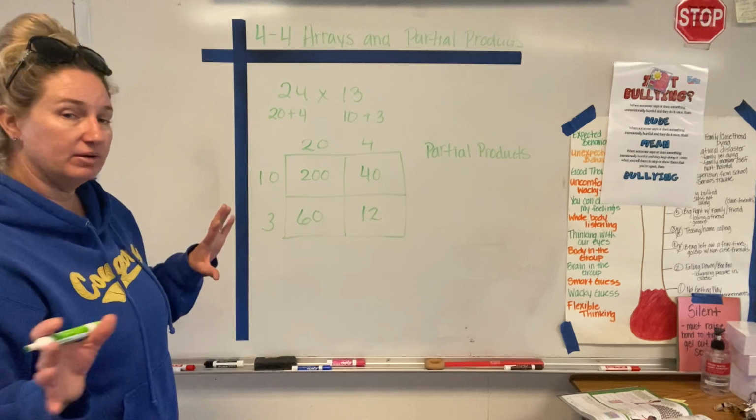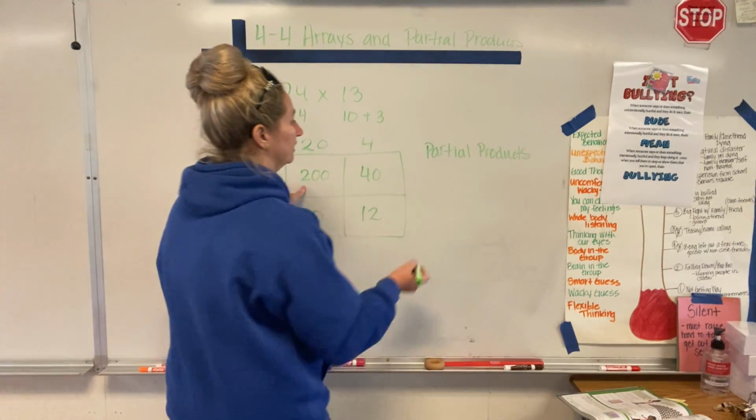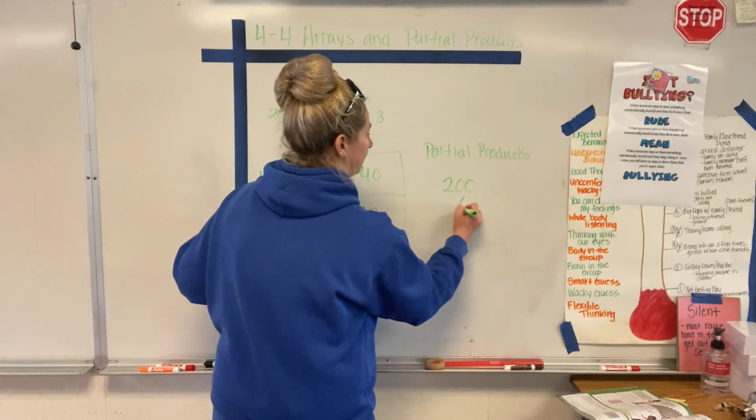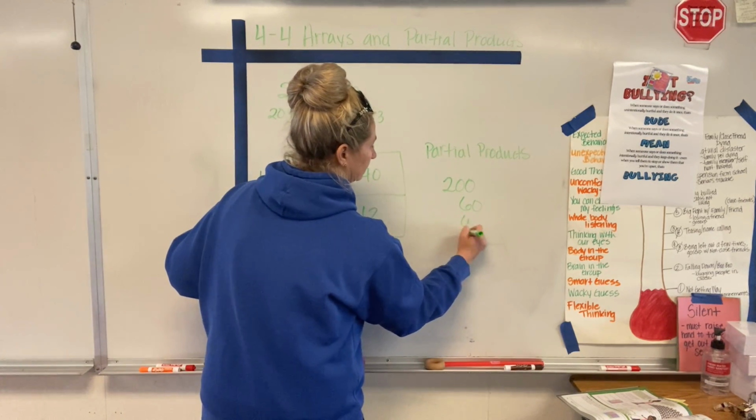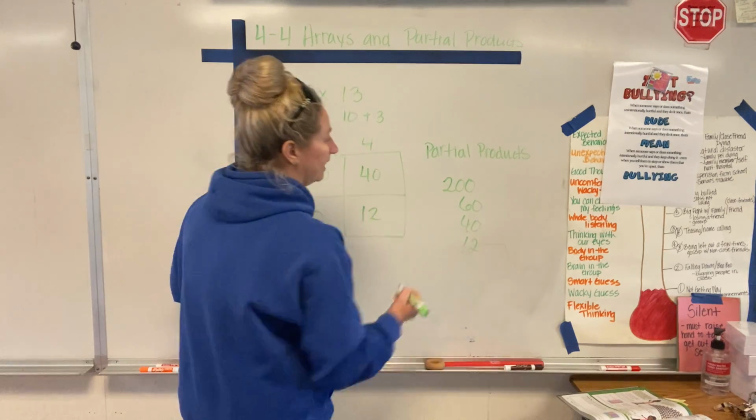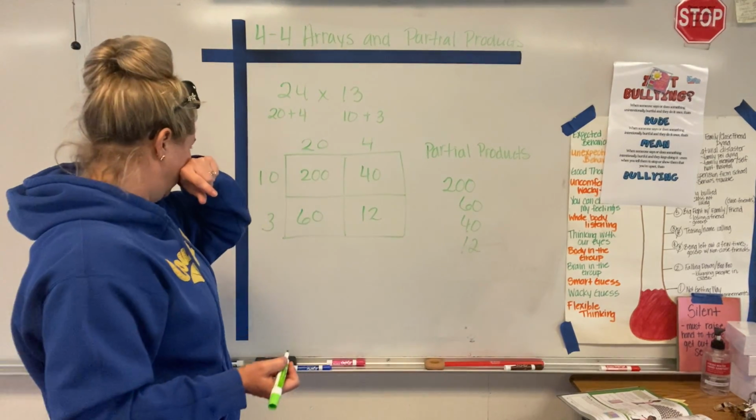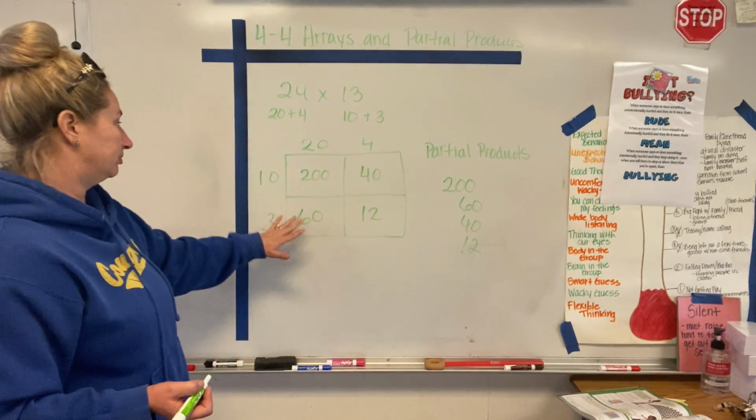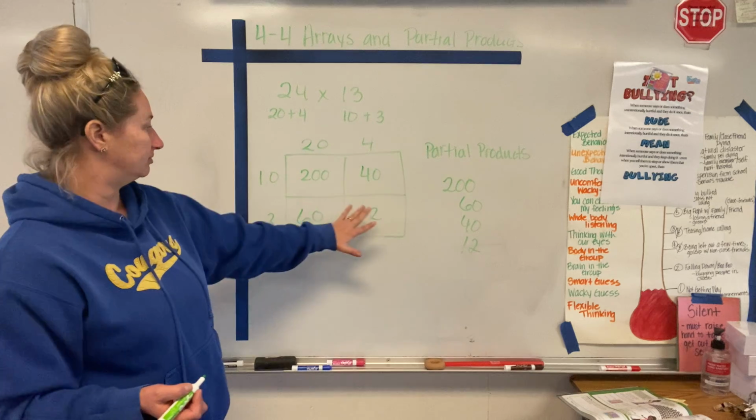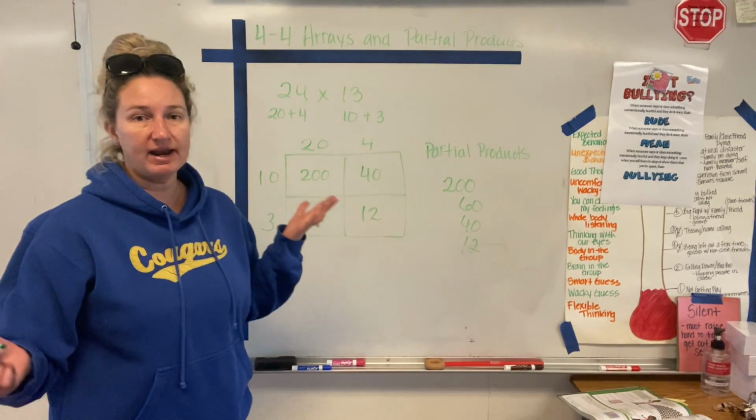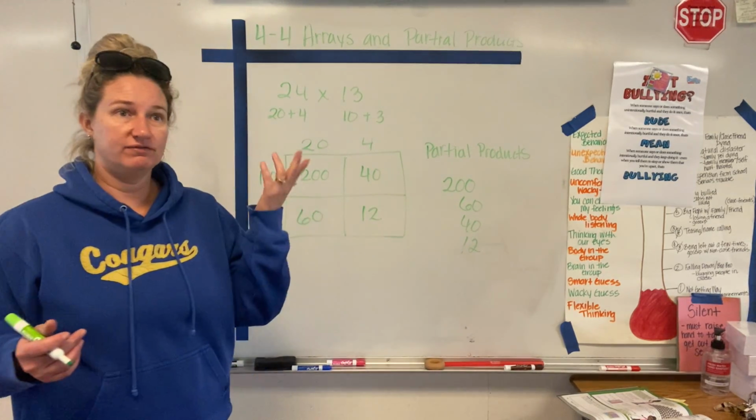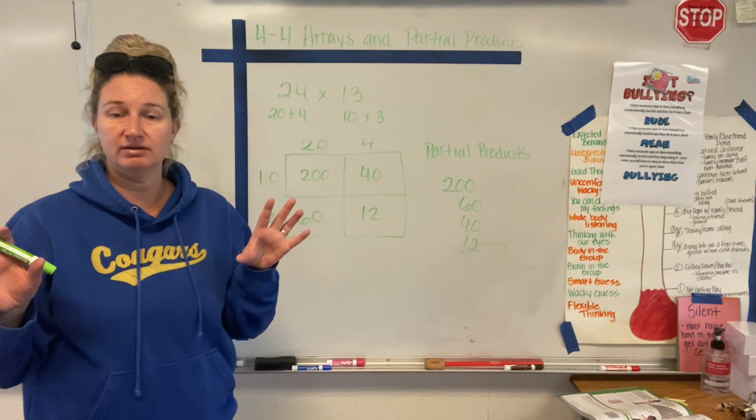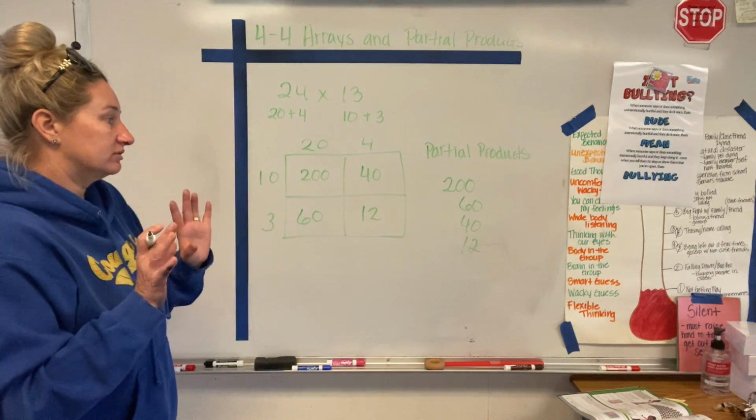So we're going to add up our partial products. That's 200, okay, 60, 40, and 12. And it doesn't matter how I line them up. I could say 200 plus 12 plus 40 plus 60, 200 plus 40 plus 60 plus 12. It doesn't matter. When you add it up, you get the same number. 5 plus 2 is 7, or 2 plus 5 is 7. It doesn't matter the order. Okay, so don't worry about that.